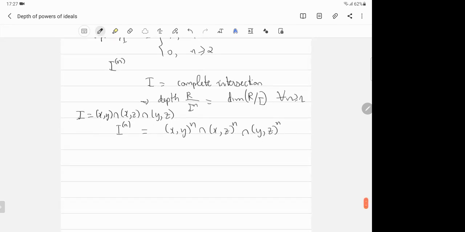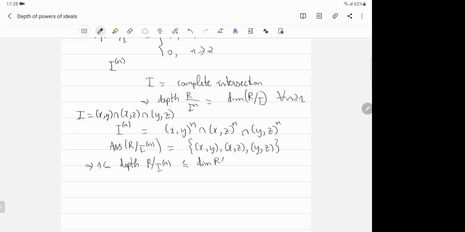So here we are lucky, because computing the depth is easy. We see already that the associated primes are known from this primary decomposition. It does not contain the maximal ideal, so the depth is at least 1. But also from here, you see that the dimension of this is 1. So the symbolic power in this case has depth 1.